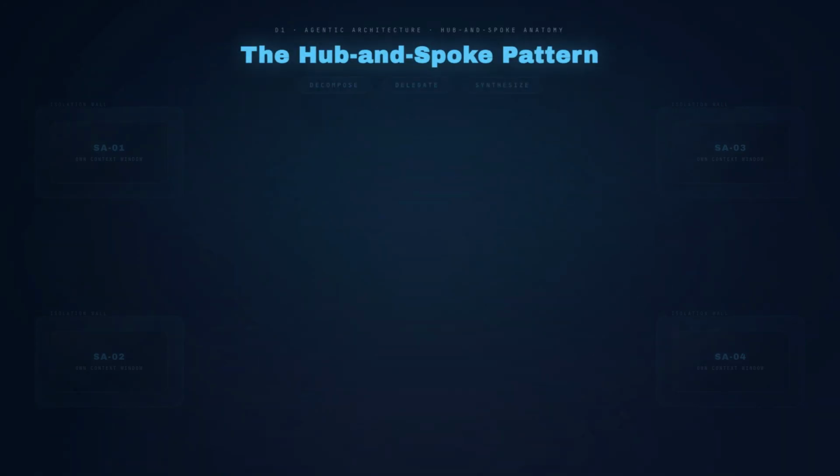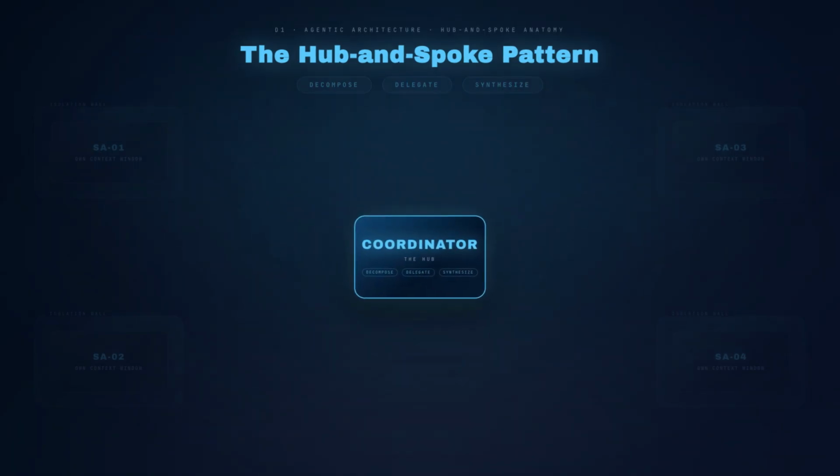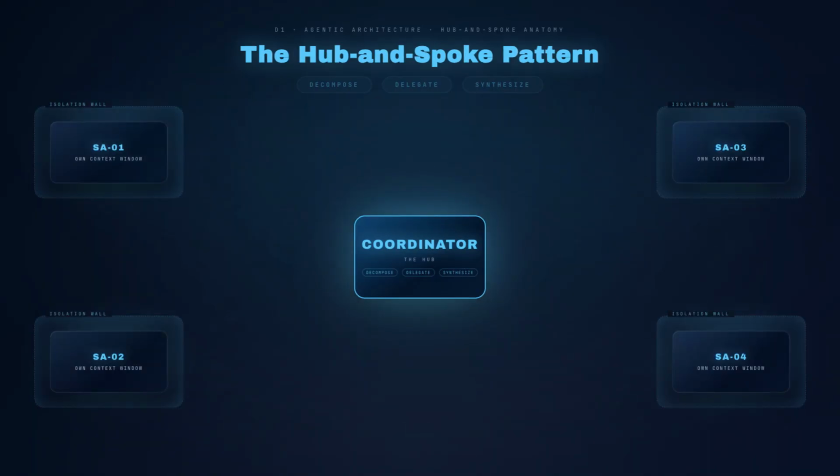You have a task that's too big for one model call. You have multiple capable agents. What's the right way to connect them? This is the hub and spoke pattern. One coordinator at the center, the hub. Several subagents around it, each in its own isolated context, the spokes.